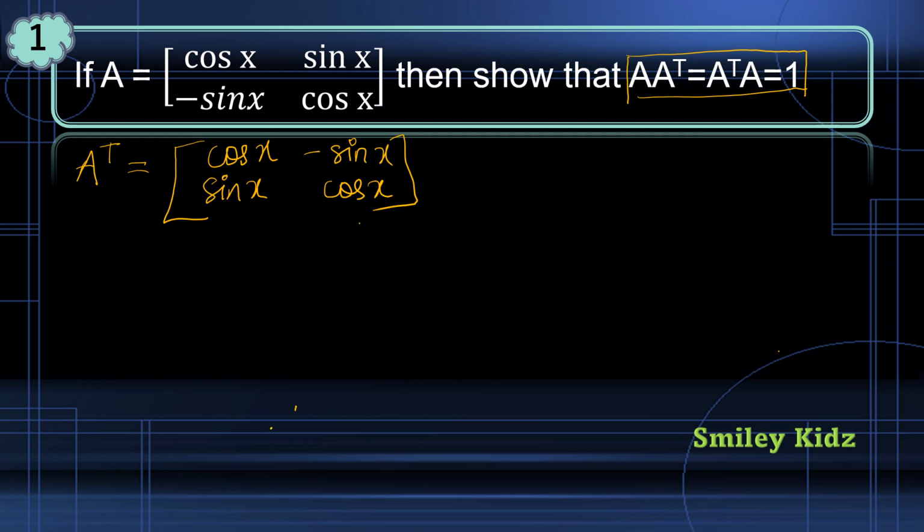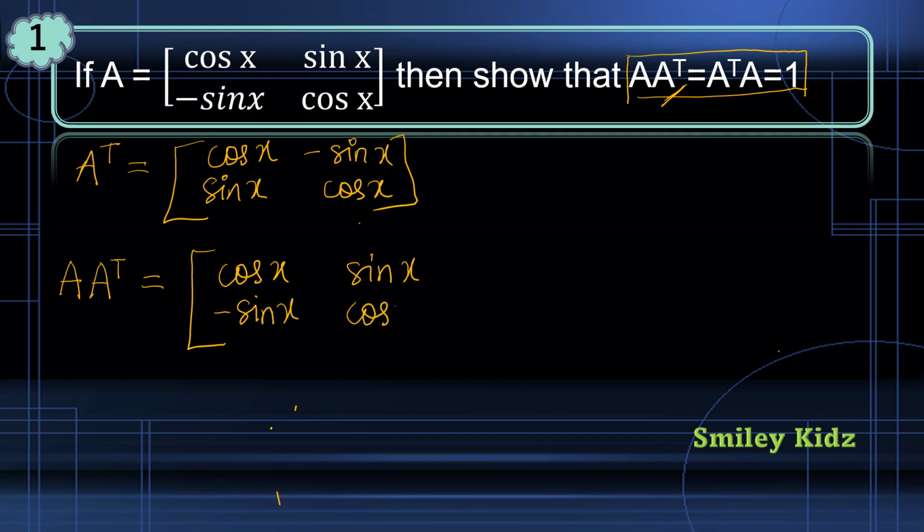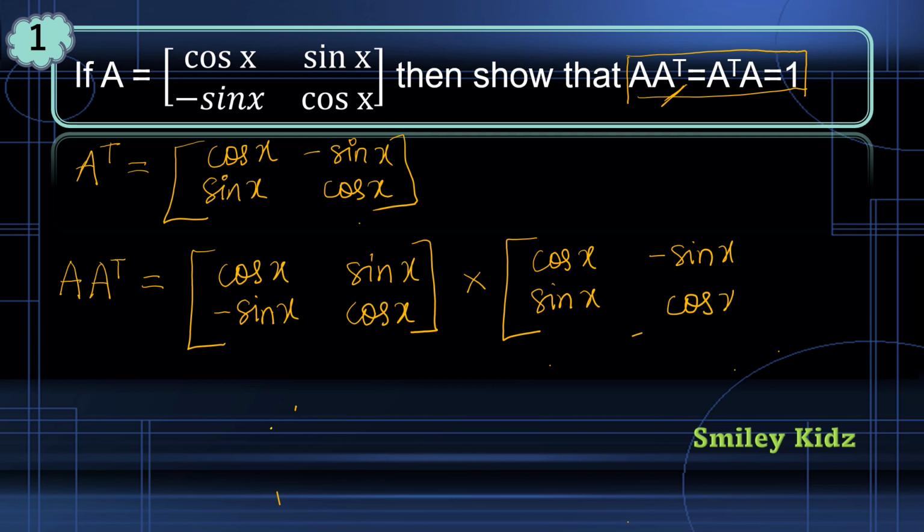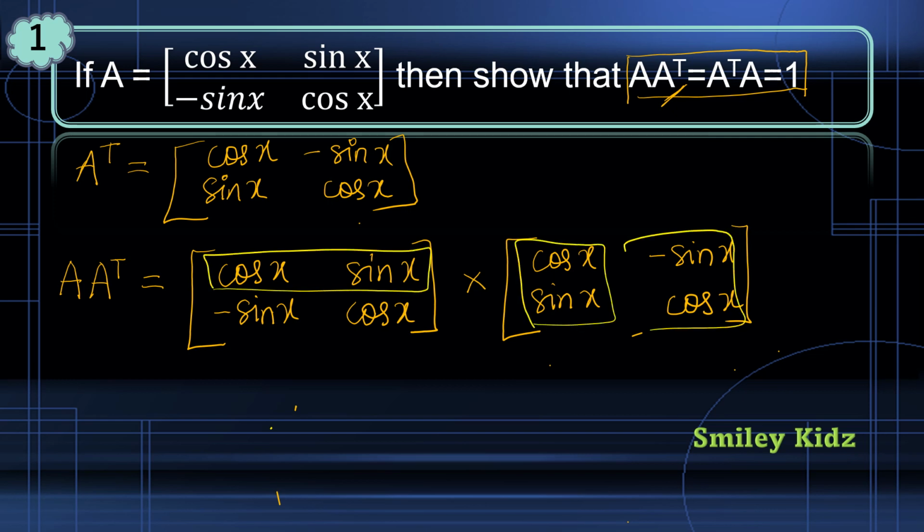Now let's perform A into A transpose. So A into A transpose is equal to [cos x, sin x; minus sin x, cos x] into what is A transpose? A transpose will be [cos x, sin x; minus sin x, cos x]. Now let's multiply them. Take the first row, multiply with the 2 columns of the second matrix.